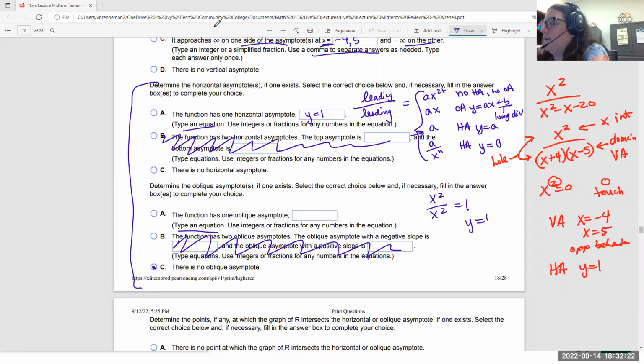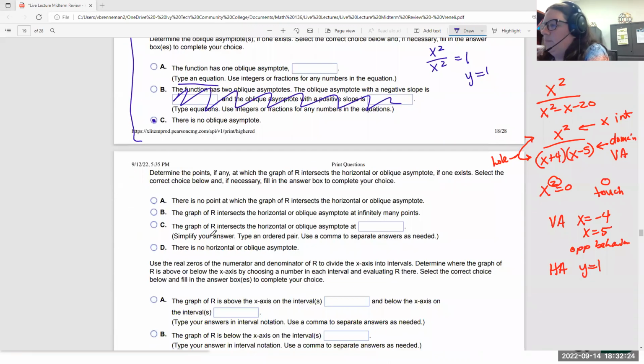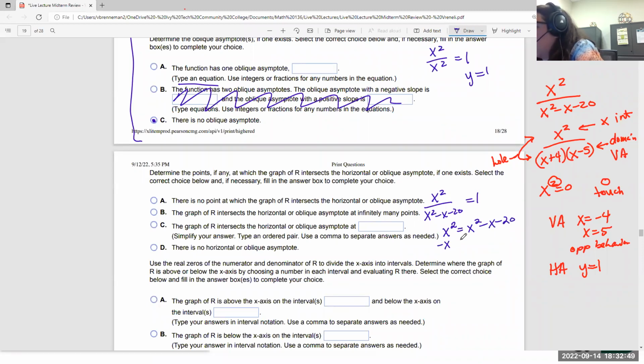Then we need to look at, well, does the graph actually ever cross that line? So I'm going to set the equation, x squared over x squared minus x minus 20, equal to 1, and solve that. I multiply both sides by the x squared minus x minus 20. So I get x squared equals x squared minus x minus 20. The x squareds cancel out, and I get 0 equals negative x minus 20. If I add x to both sides, I get x equals 20. So that's the x coordinate of the point.